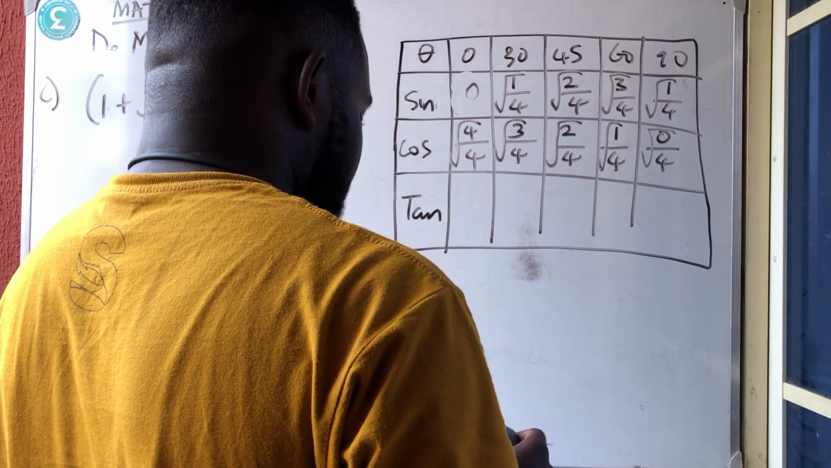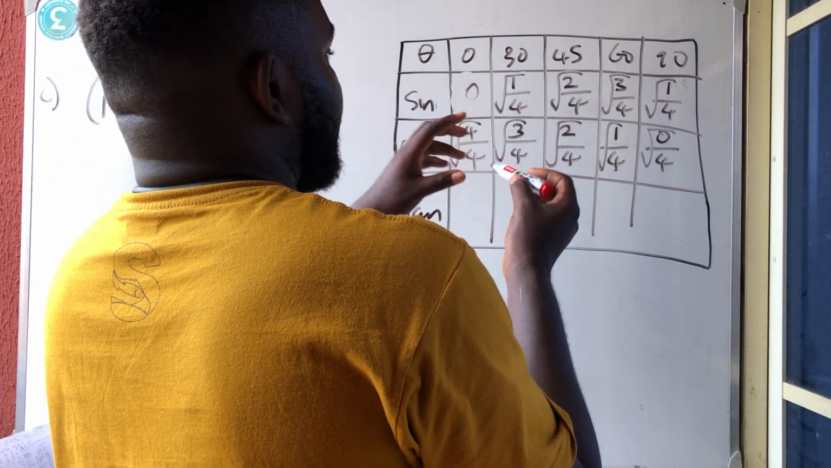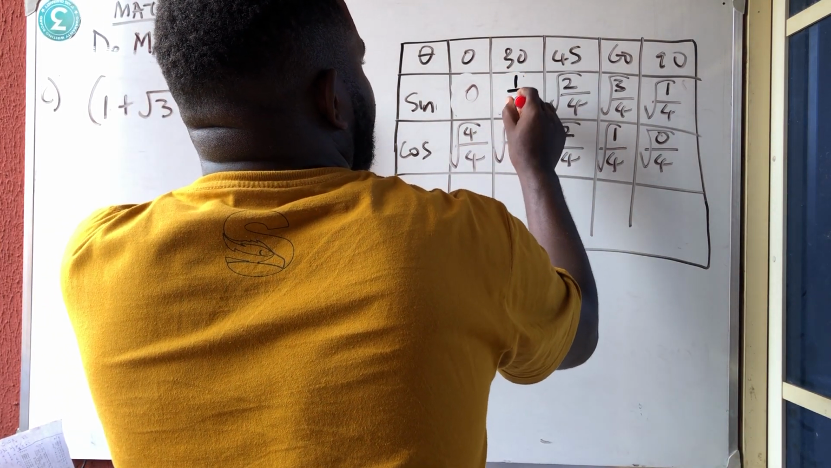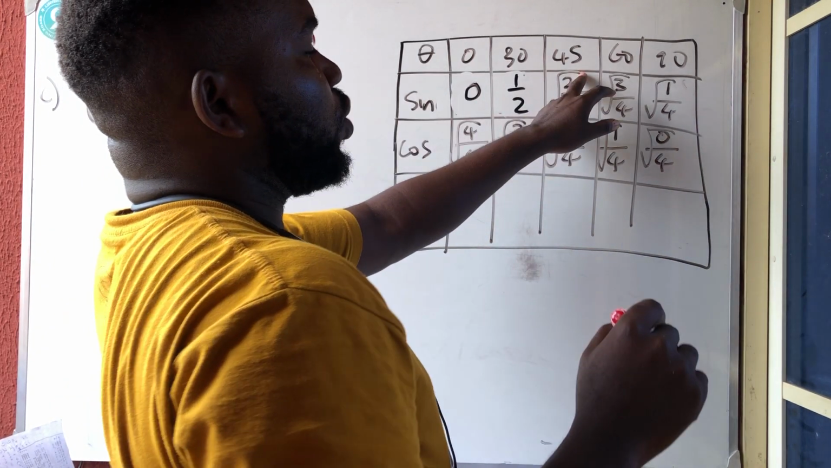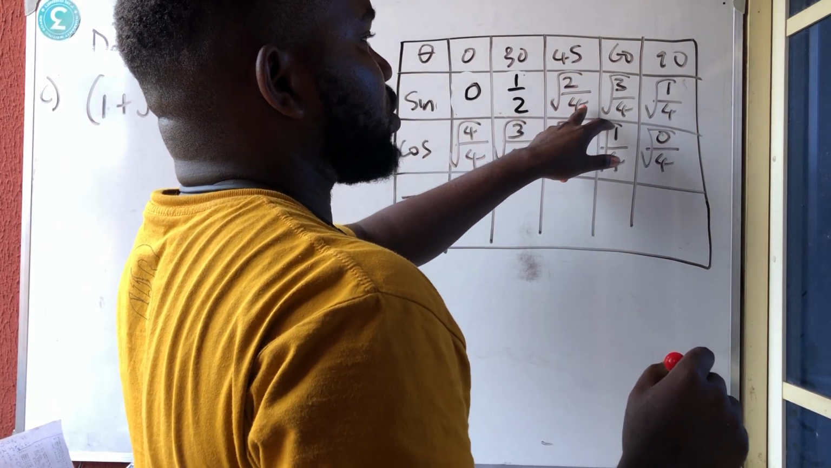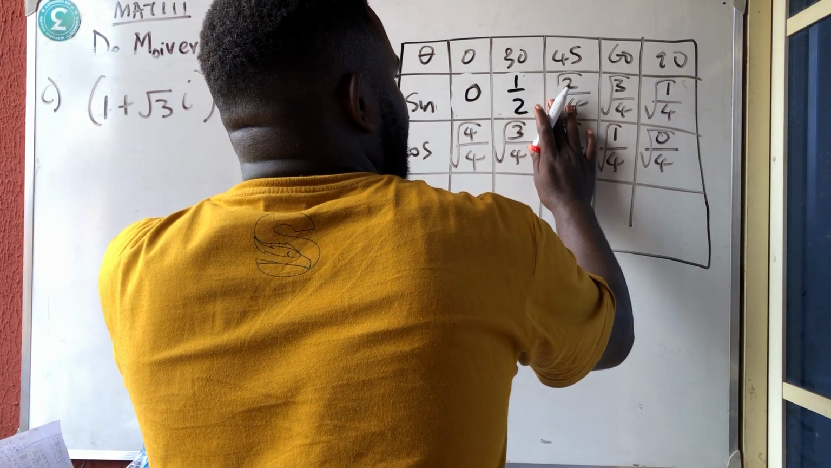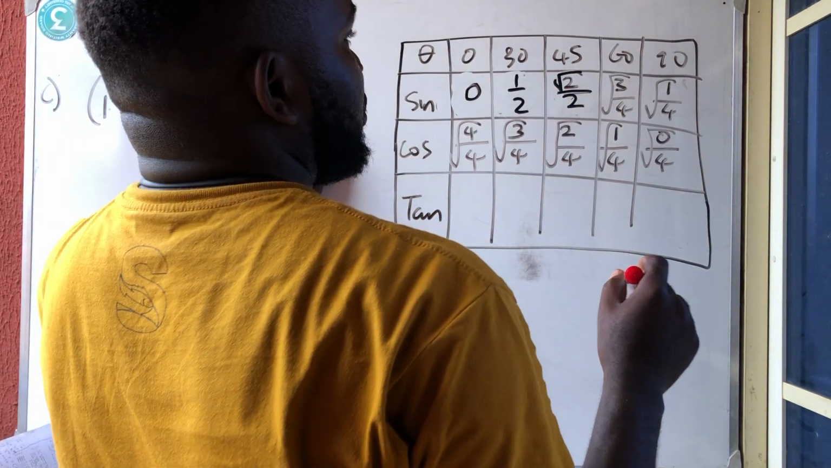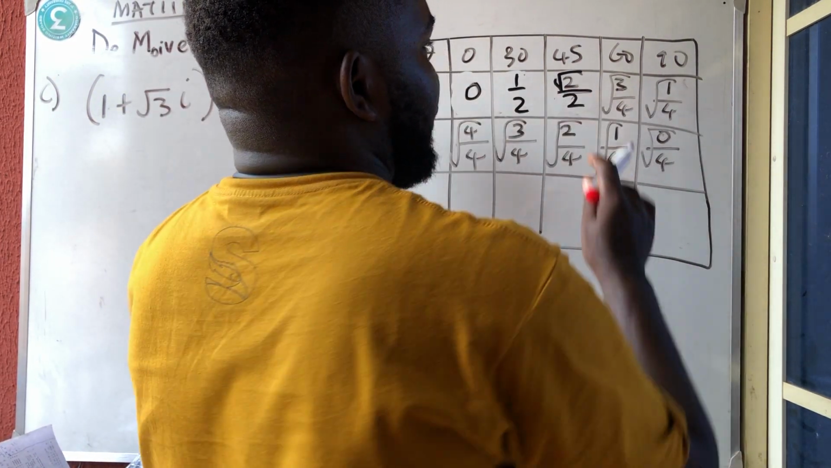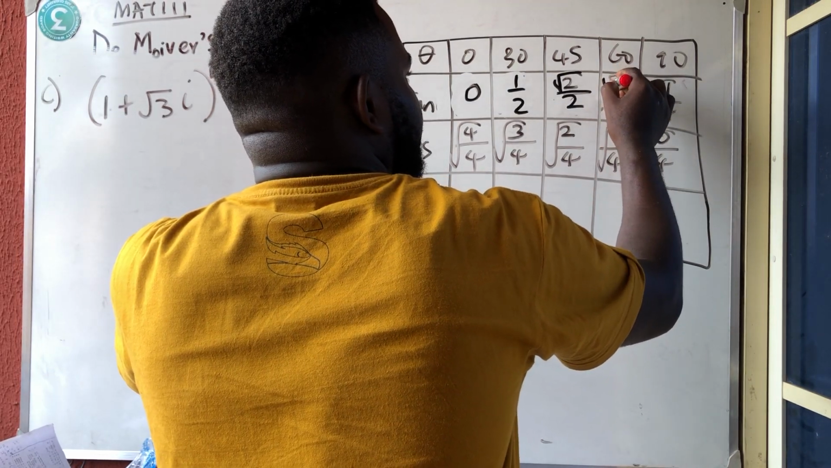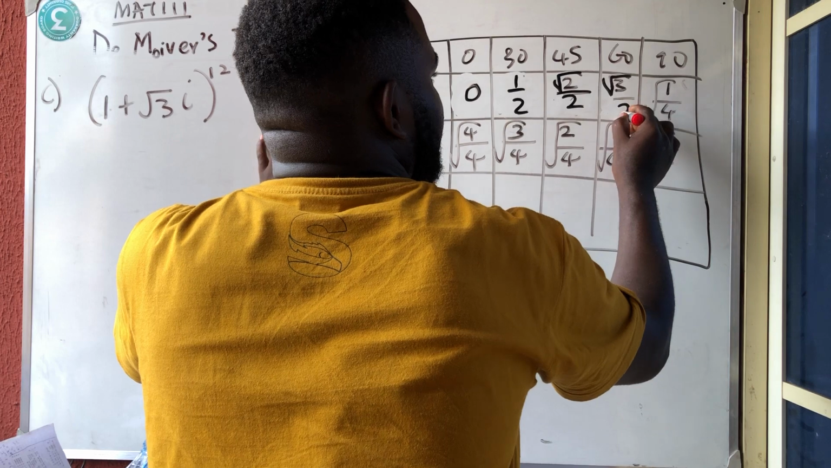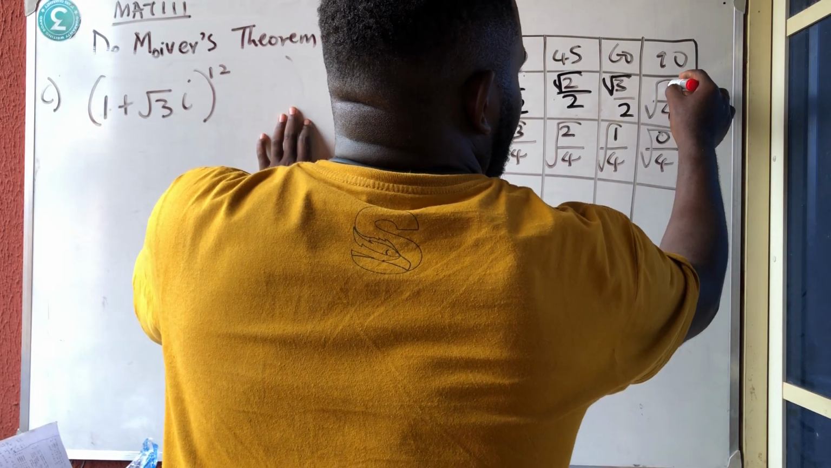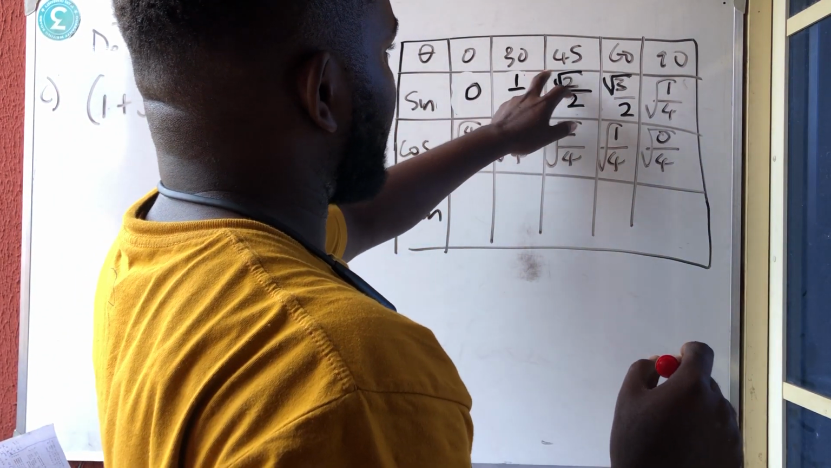So the next one is what? Root 1 is 1 and root 4 is 2, so sine 30 is 1 over 2. Now root 2 does not have a perfect root, but root 4 is 2, so reduce the root: root 2 over 2. Root 3 does not have a perfect root, but the denominator does, so it's root 3 over 2. This one is 0, 1, 2, 3, 4.